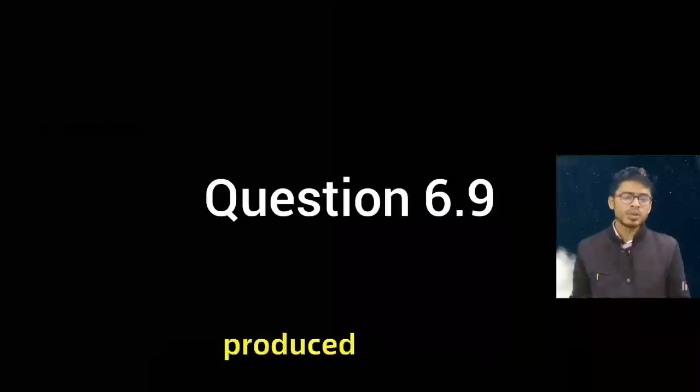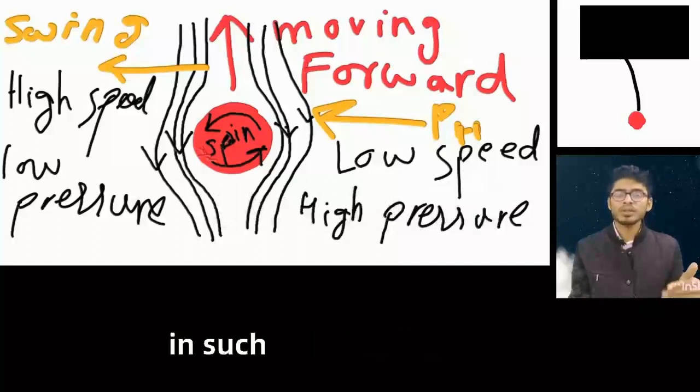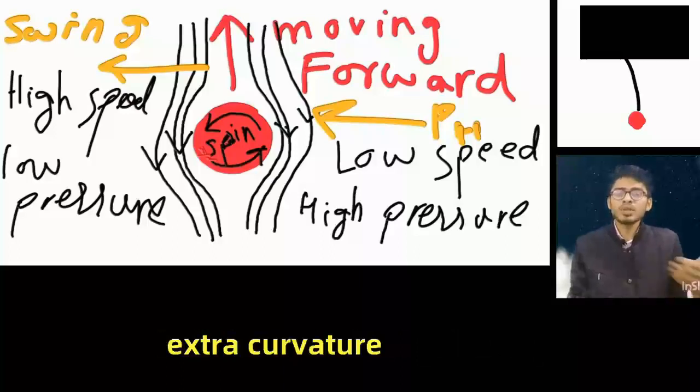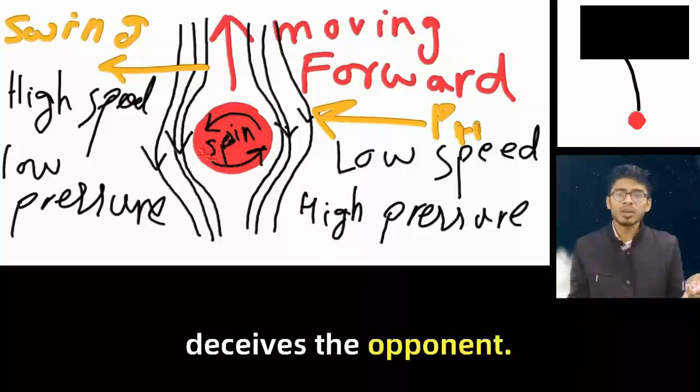Explain how swing is produced in a fast-moving cricket ball. When a cricket ball is thrown in such a way that it spins as well as moves forward, then the speed of air on one side of the ball becomes higher, hence pressure becomes low. This low pressure gives an extra curvature to the ball, and the ball swings, which deceives the opponent.